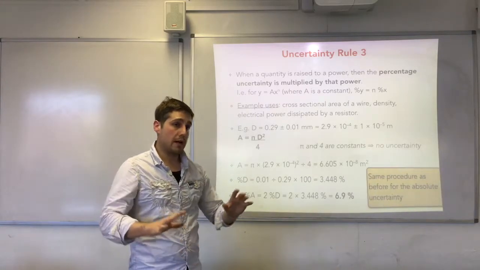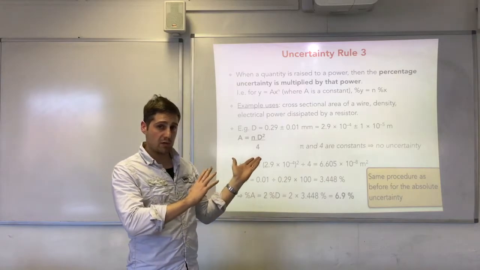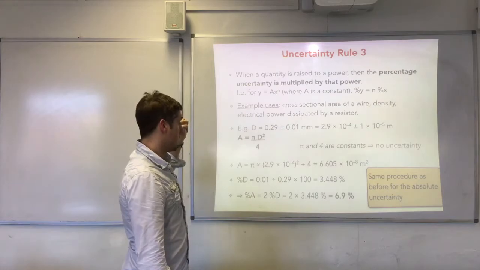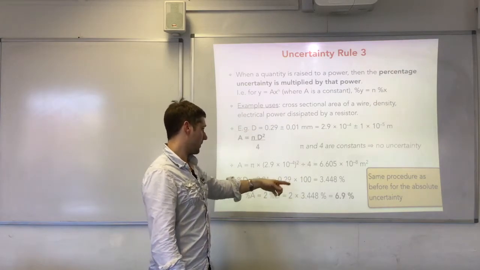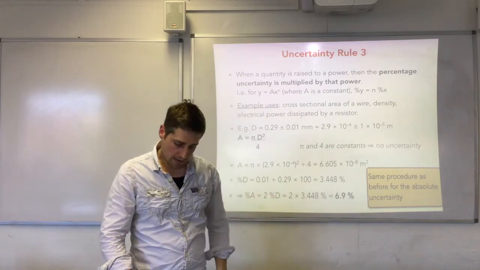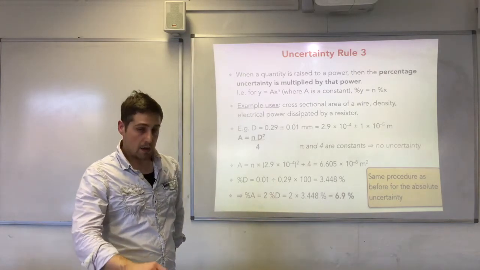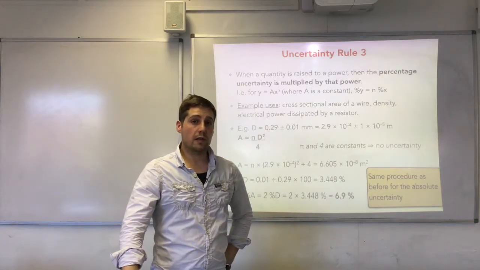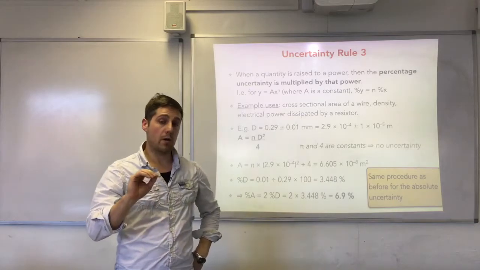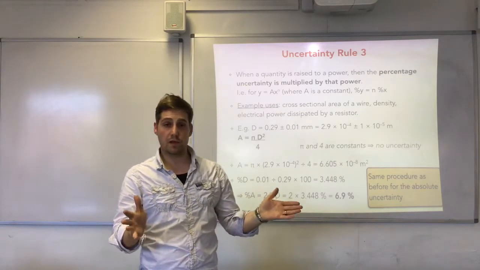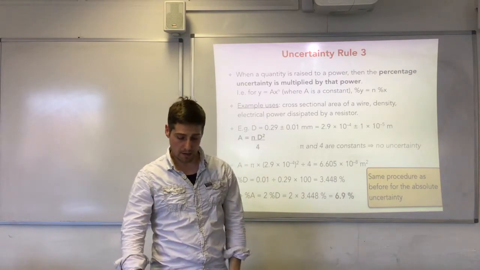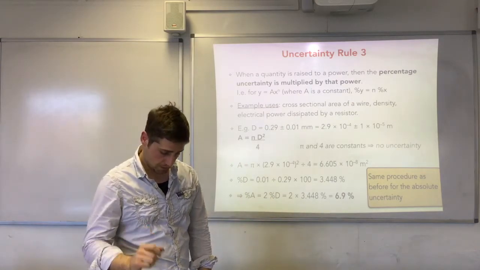And if I wanted to work out the absolute uncertainty, same procedure as we saw for rule 2, multiply the percentage by the value for A, which was 6.605 times 10 to the minus 8. Same procedure. So now we've seen all of the rules, and I hope that you've got a reasonable understanding of how they work. And I will do a video where I go through some exam questions, and hopefully that will further consolidate the concepts for you.